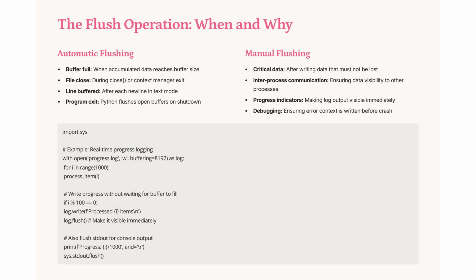Flushing ensures data integrity and visibility. Automatic flushing occurs when buffers fill, files close, or programs exit. Manual flushing is crucial for critical data, inter-process communication, and debugging. For real-time logging, flush buffers to make progress visible immediately, ensuring logs and console outputs are up to date. This is vital for accurate monitoring and debugging.